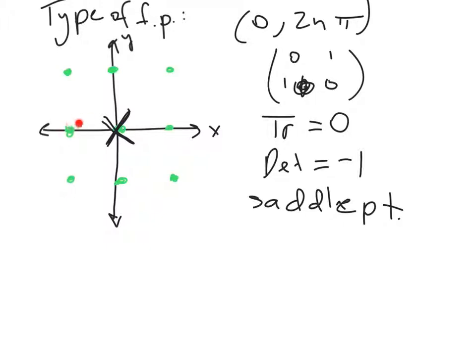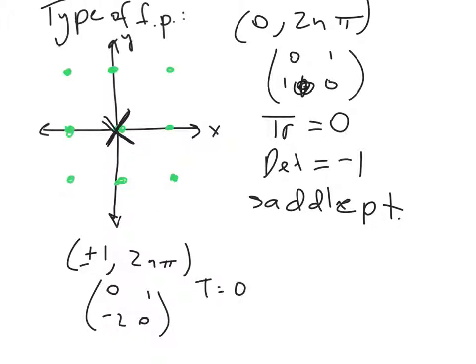Now let's consider the neighboring fixed points. So this is negative 1, 0, and 1, 0, and so those are the plus or minus 1, 2n pi type of fixed points. And the matrix was 0, 1, negative 2, 0. And so the trace is 0, and the determinant is 0 minus negative 2, which is positive 2, which is greater than 0. Oh, gosh. This is a center.